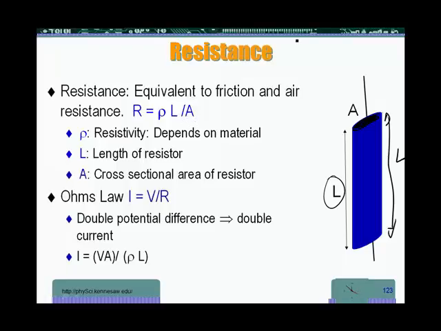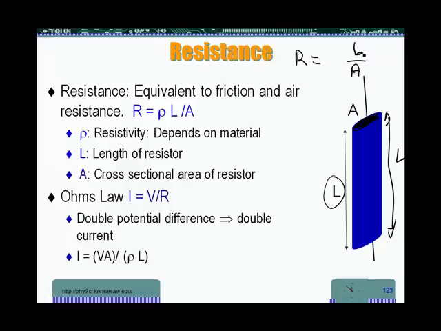Okay, let me write it here. So resistance is going to be inversely proportional to the area. The longer the wire is, the more potholes the charges are going to meet, the more speed bumps, the more other charges they are going to meet, so the more resistance they are going to experience. So the resistance is going to be proportional to the length. The longer the length, the more resistance.